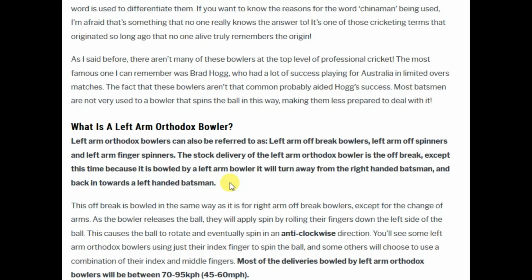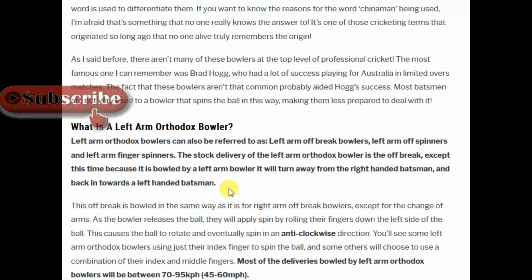These are the types of bowling, and in further videos we will explain all the details about other types of bowling, for the faster bowlers as well as spinners.